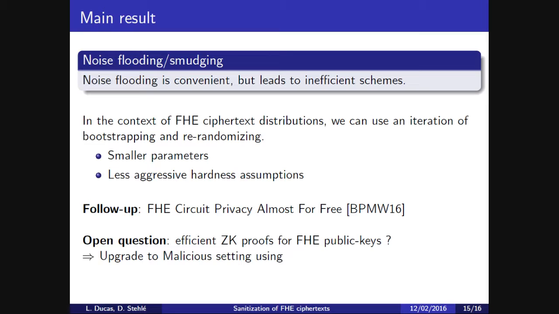So one way of getting away from the honest but curious model is to apply zero knowledge proofs on the public keys. But you know that FHE has huge public keys, like several gigabytes. So can we upgrade to the malicious setting using zero knowledge proofs? Well, in theory, yes. In practice, that might still be problematic. So the question would be, can you design specialized zero knowledge proofs for the correctness of public keys for fully homomorphic encryption schemes?